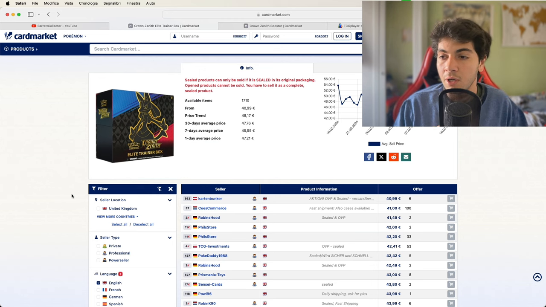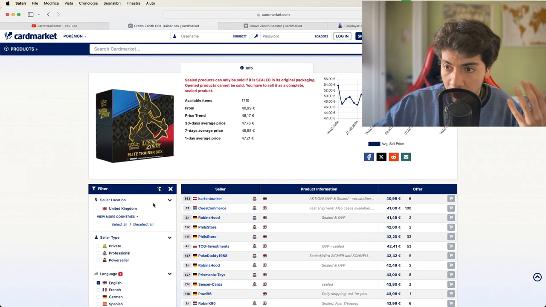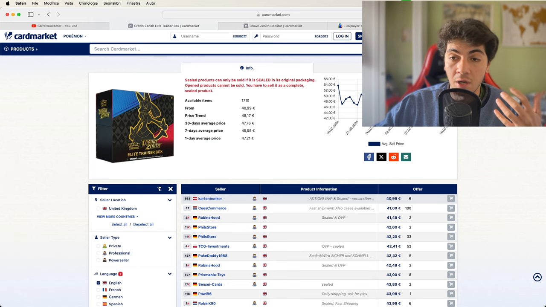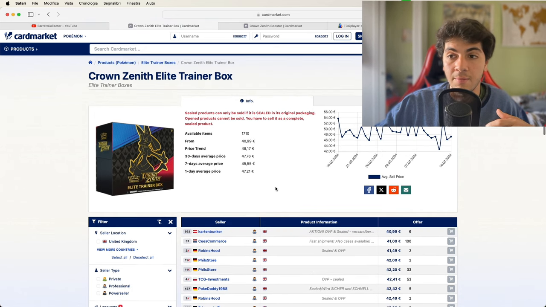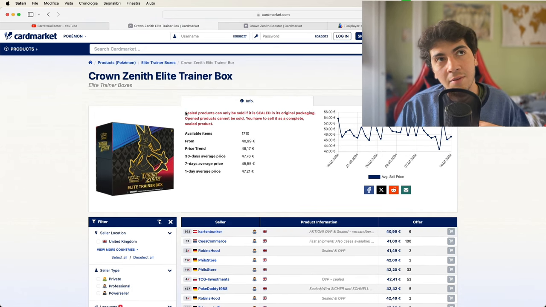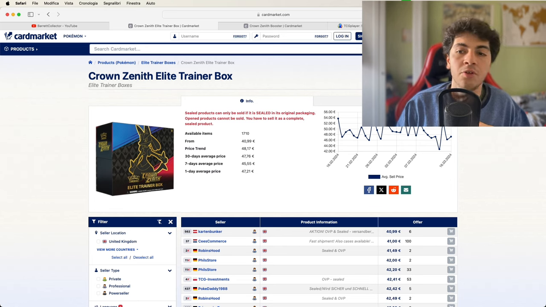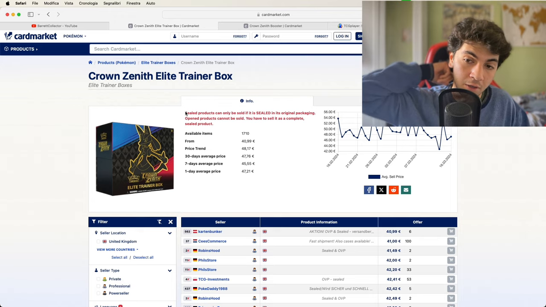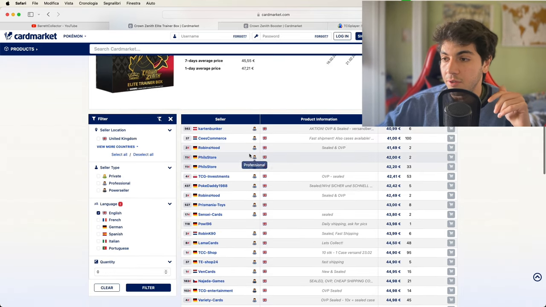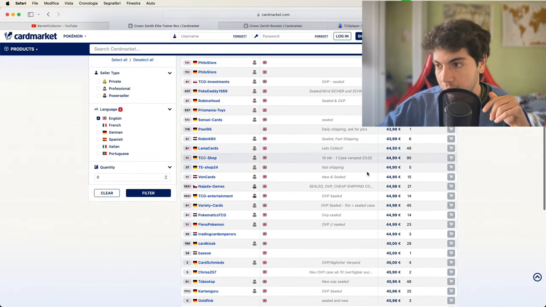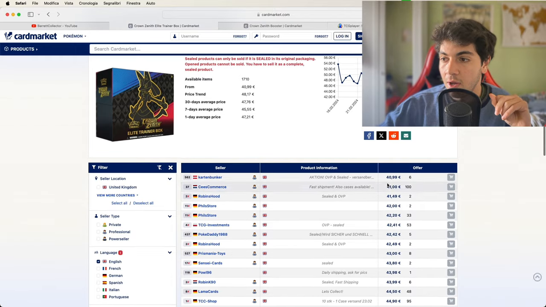And in the EU, we had a restock, a mass reprint of Crown Zenith. Now, I believe in the US, there was a pretty large reprint at the end of 2023. That did not happen in the European Union. We've had it here at the end of February. And look at this, just a lot of ETBs available right now, and prices dropped.